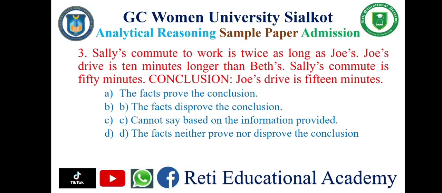Question number 3. Sally's commute to work is twice as long as Joyce's. Joyce's drive is 10 minutes longer than Beth's. Sally's commute is 50 minutes. Conclusion: Joyce's drive is 15 minutes. A. The fact proves the conclusion. B. The fact disproves the conclusion. C. Cannot say based on the information provided. The fact neither proves nor disproves the conclusion. And the correct answer is B. The fact disproves the conclusion.